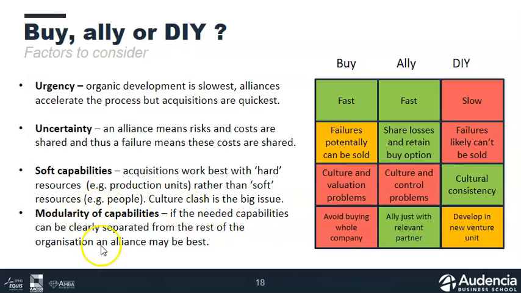And lastly, the modularity of capabilities in the organization. In terms of modularity, if the skills, capabilities and resources you're looking to develop or acquire exist in part of the organization, and the organization is modular in nature, an alliance is really nice here, because you can ally with just the relevant part of the organization that you need to work with. Buying a company to have access to just part of its capabilities doesn't make a lot of sense.